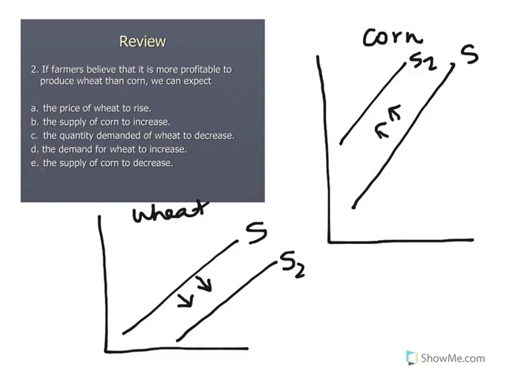So when we review all of the different answer options we see the only correct answer would be, the supply of corn to decrease.